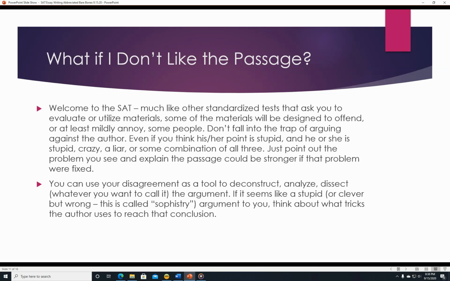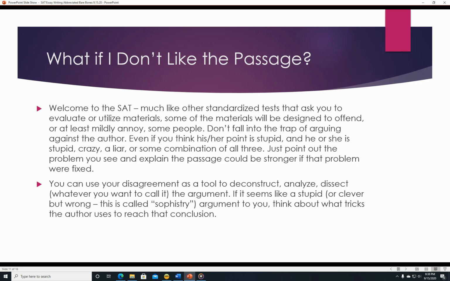Don't fall into the trap, like my one student, of arguing against the author or arguing with the author. Even if you think his or her point is stupid, or you think it's really, really great and it's awesome and you can't wait to tell the grader how awesome the idea is, and if the person's either stupid, crazy, a liar, or the best writer ever, doesn't matter.